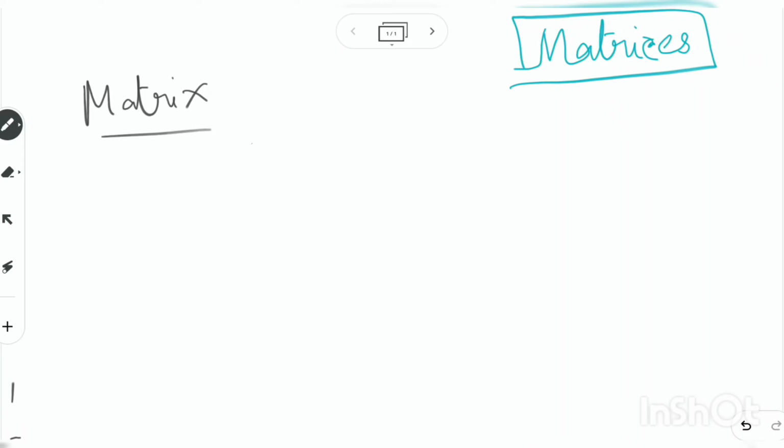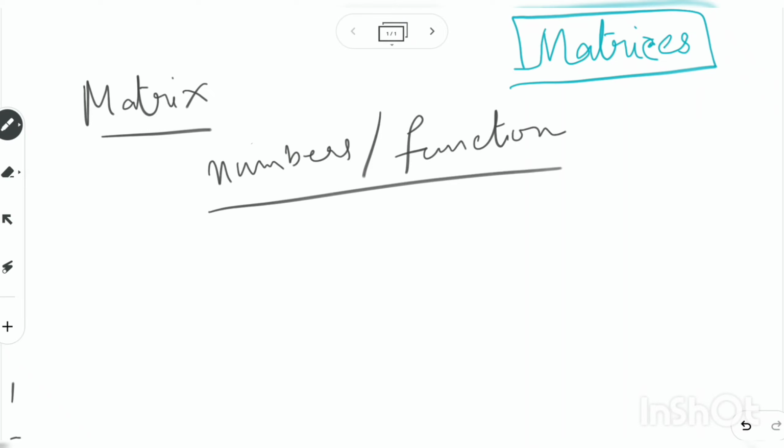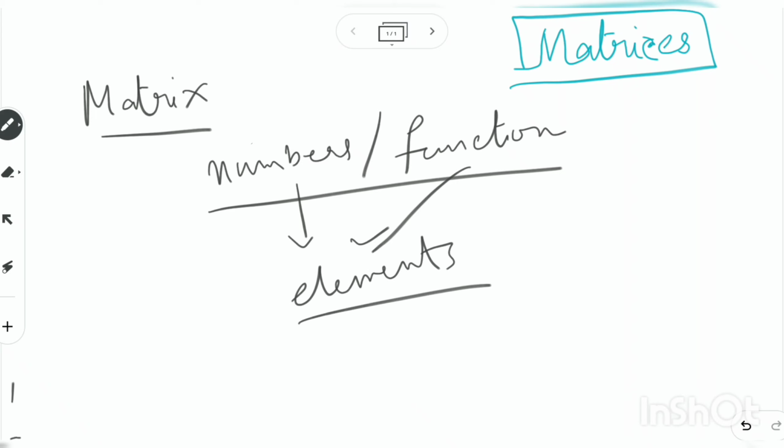A matrix is basically a rectangular array. You know the array. It can be an array of numbers or an array of functions, right? So this is the definition of matrices: an ordered rectangular array of numbers or functions. The numbers or the functions are called the elements of the array, right? Elements of the array, or you can say entries of the matrix, and it is denoted by capital letters basically.